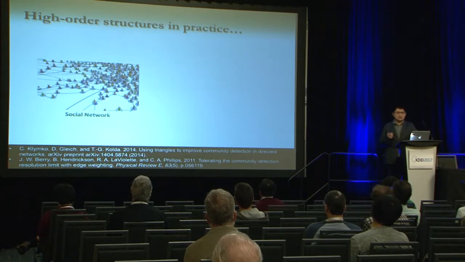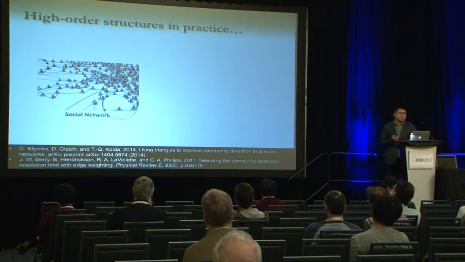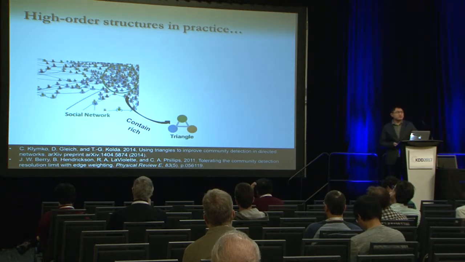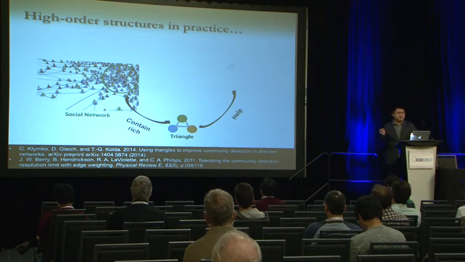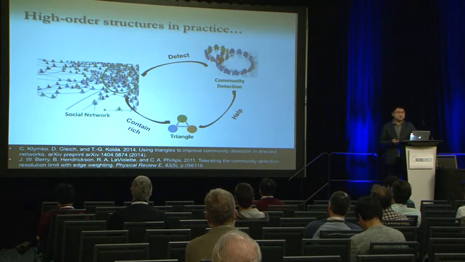Another application is community detection. It has been proven that the triangle plays a fundamental role in social communities. So if we can find a dense subgraph that contains rich triangles, it also helps us to locate the social communities.